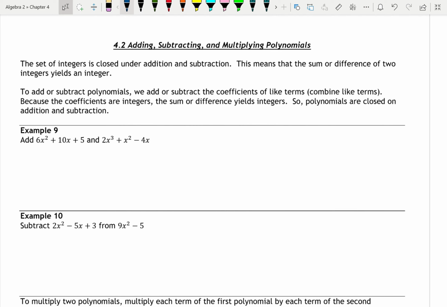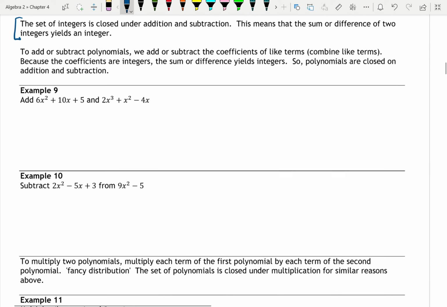All right, right here, the first paragraph talks about the set of integers being closed under addition and subtraction. This means that the sum or difference of two integers yields another integer. And I'll talk more about that in class, but that is a neat idea, that it's closed. Next up, to add or subtract polynomials, we add or subtract the coefficients of the like terms, right? We just combine like terms. And I'm going to stop reading there.